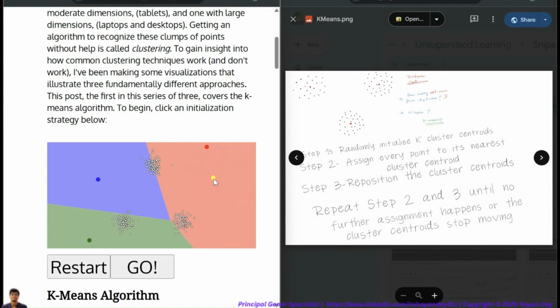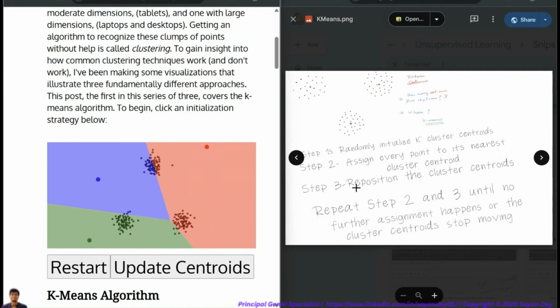Second step, we will try to find out the distance of the data points from the respective centroids. So we will assign every data point to its nearest centroid. If you look, all these data points will be assigned to red. The moment I click go, what will happen? All these will be assigned to red. All these will be assigned to blue. These are also blue because they are closest to blue. And all this will be assigned to green. So we are in step number 2 right now.